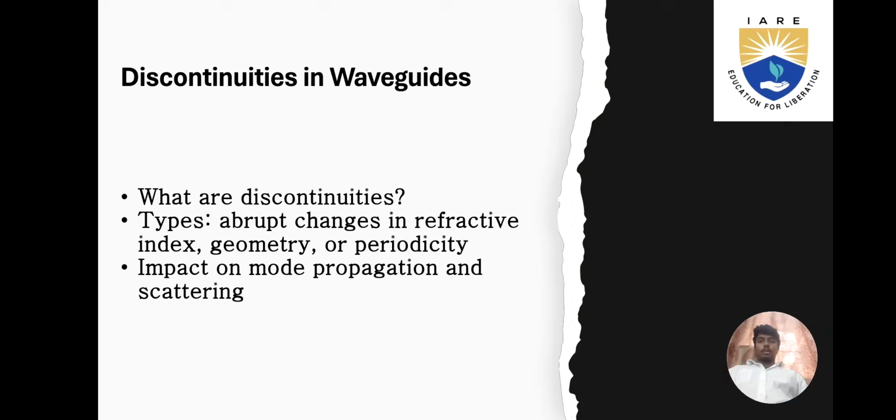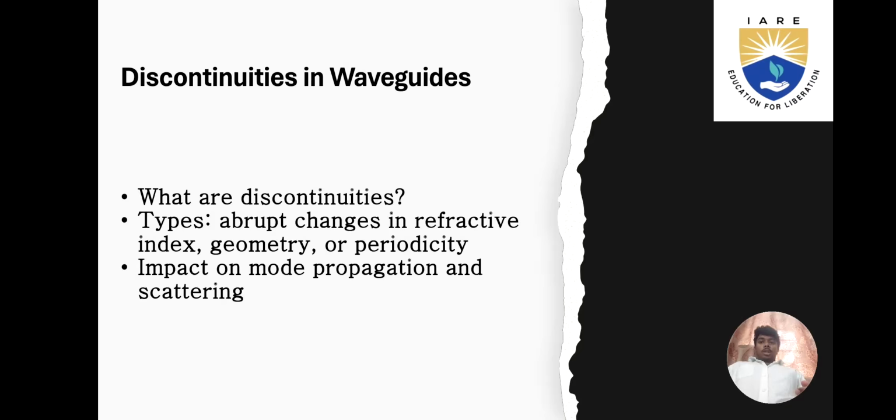What are discontinuities? In multi-layer waveguides, they are interruptions or abrupt changes in the waveguide structure that affect electromagnetic wave propagation, causing reflection, scattering, and mode conversion. Types: abrupt changes in refractive index, geometry, or periods. This impacts mode propagation and scattering. When connecting these multi-layer waveguides to mode 2D photonic crystals, which are two-dimensional photonic crystals with periodic dielectric arrangements, discontinuities play a critical role in mode coupling and transmission efficiency.